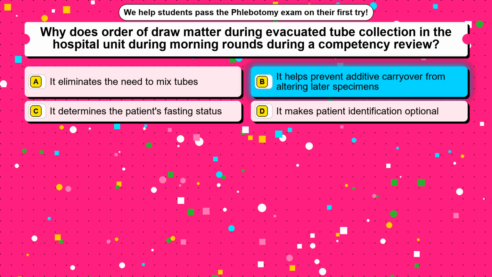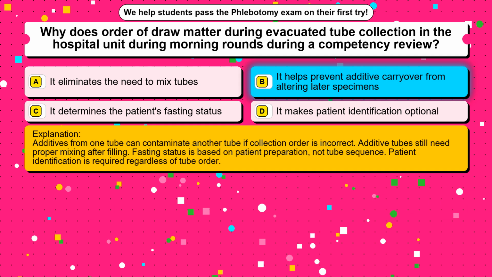The correct answer is option B. It helps prevent additive carryover from altering later specimens. Additives from one tube can contaminate another tube if collection order is incorrect. Additive tubes still need proper mixing after filling. Fasting status is based on patient preparation, not tube sequence. Patient identification is required regardless of tube order.